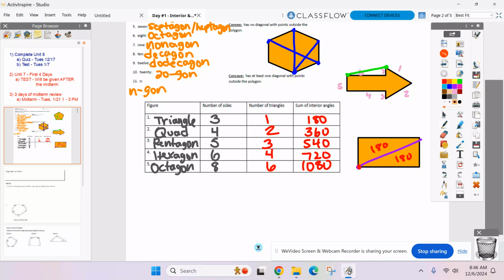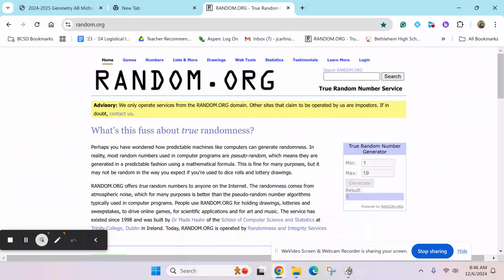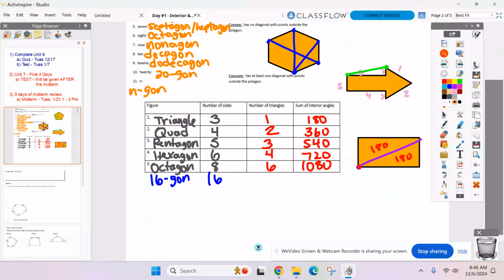All right, let me test it then for you. Let's say now I have a 16-gon, which tells us that's 16 sides. Can you predict the number of triangles? Based on all our work here, how many triangles are you predicting that a 16-gon will have there? Juliana? 12?